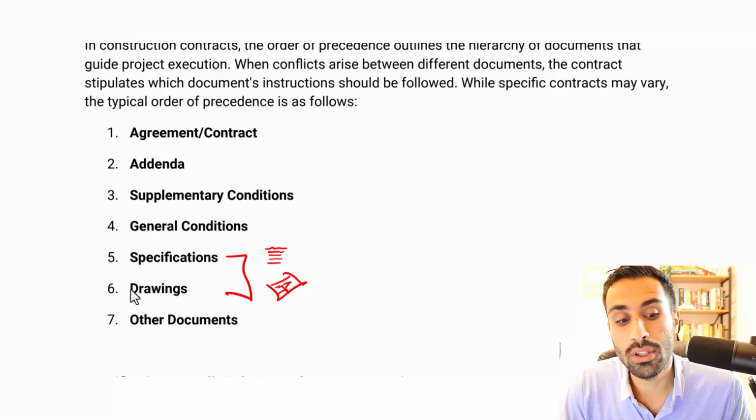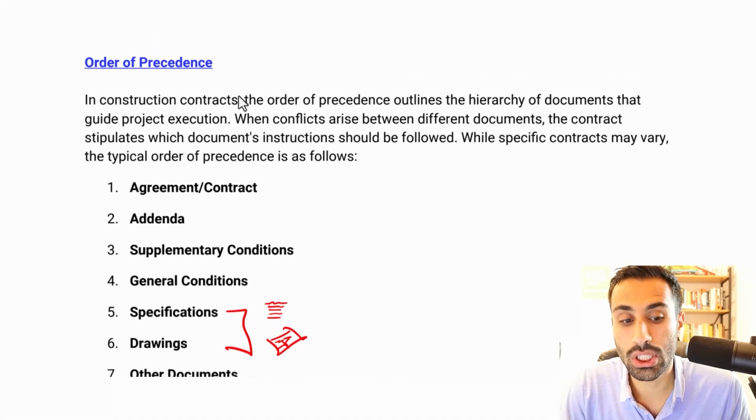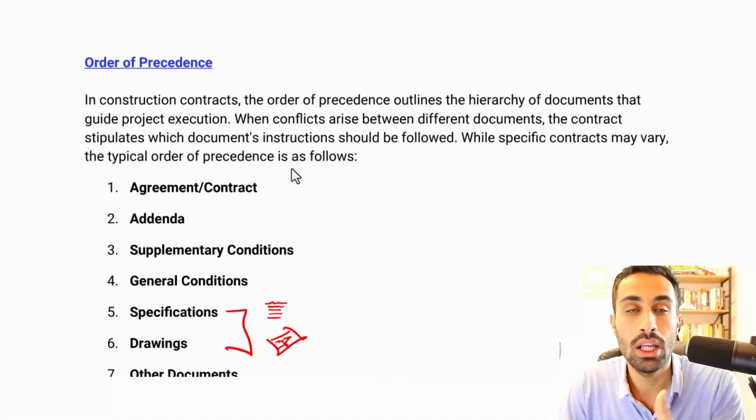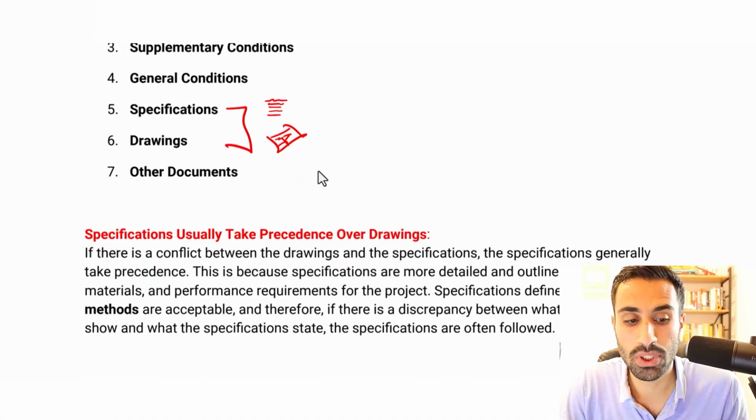Now we have the drawings at the bottom, and other documents that we discussed up top are going to be at the end. So that's going to be the order of precedence. Keep in mind again, these are general ones, but likely this is going to be the order of precedence for most projects. This can change depending on a specific project.